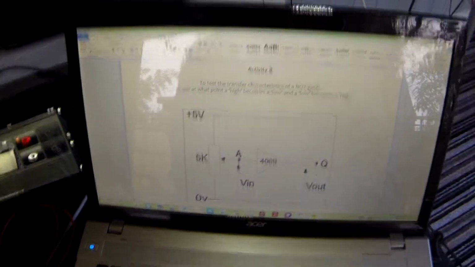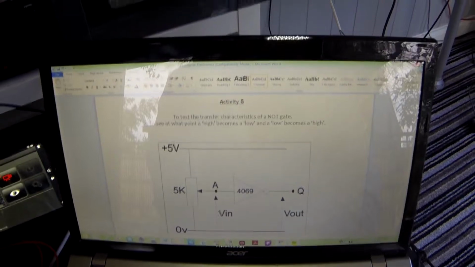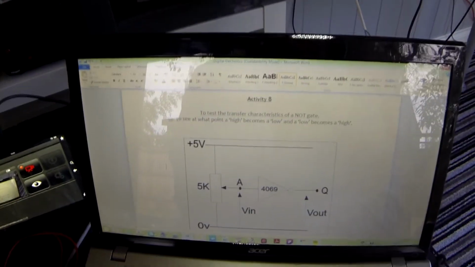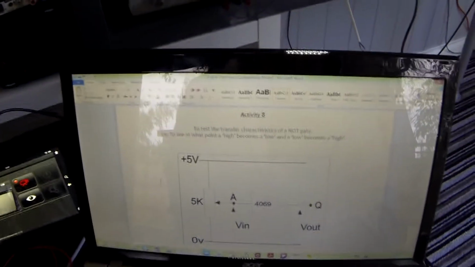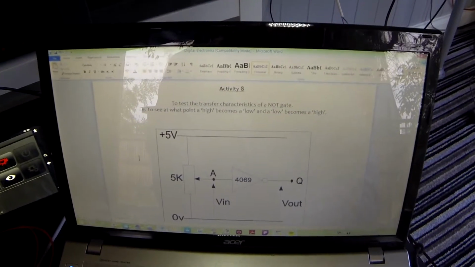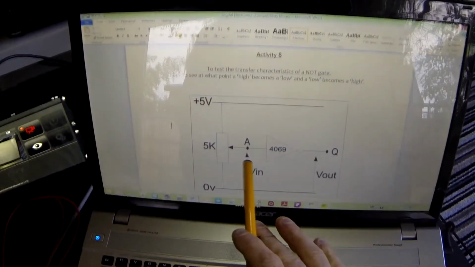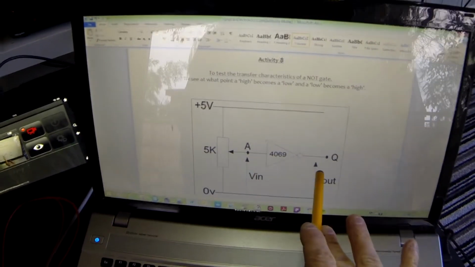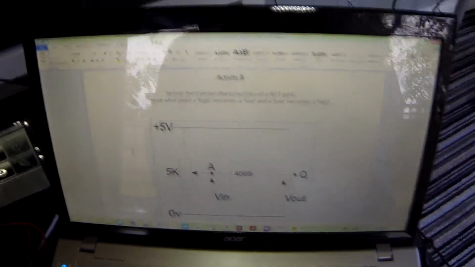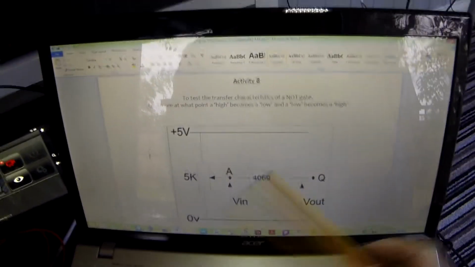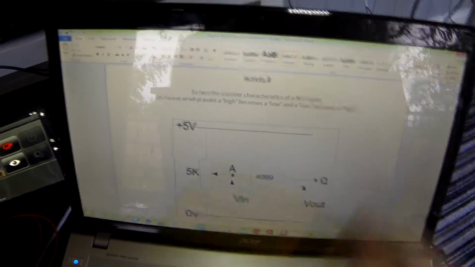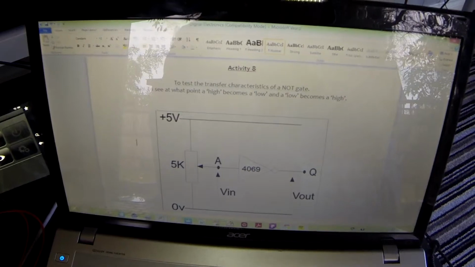In activity 8, we are going to look at the transfer characteristics of a NOT gate. In other words, we're going to look at what point a high becomes a low and a low becomes a high. We know that with a NOT gate, when the input is low, the output is high. When the input is high, the output is low. But at what point does that switch over? When does the NOT gate recognize that it is changing from a low to a high going in?